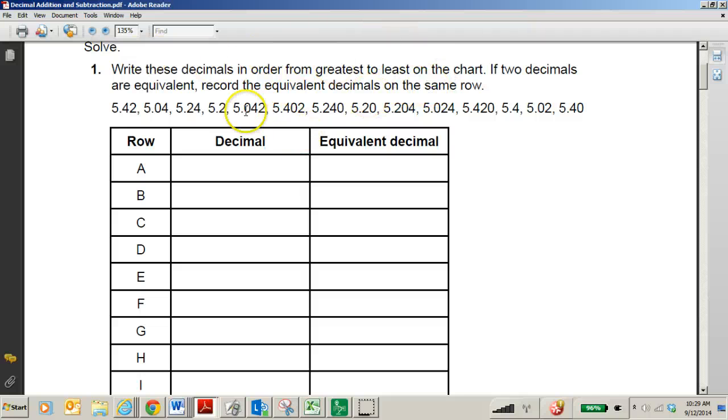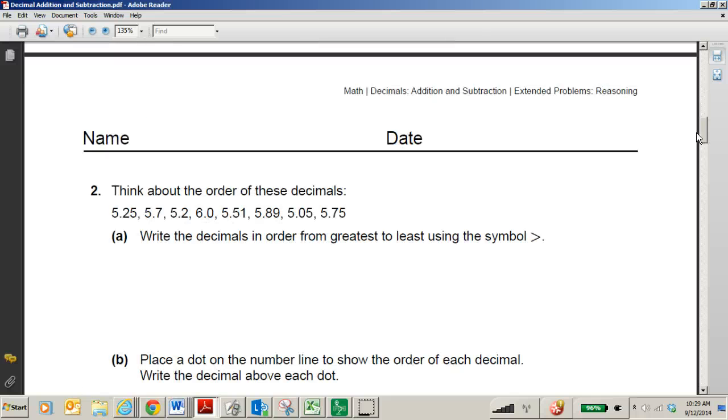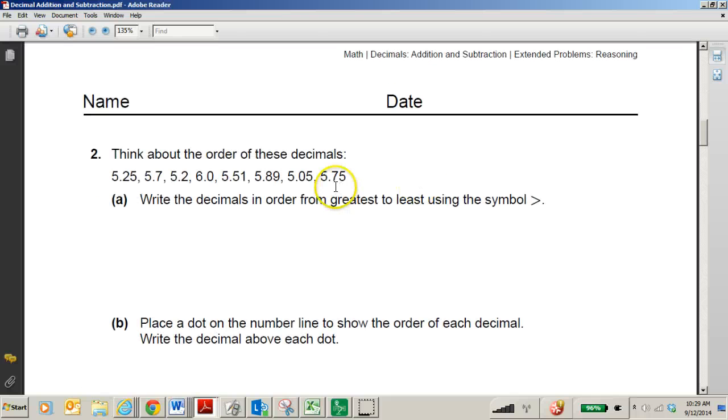And the thing that's great about this too, it says here's the decimal, so we want it to be from greatest to least, but it says equivalent decimal. And again, we want students to understand that sometimes decimals may look a little different but really be the same thing. Like here we have 5 and 20 hundredths, but that's the same thing as 5 and 2 tenths. So they need to go on the same row. And there's some others that are just like that. Again, we're going to order the decimals.